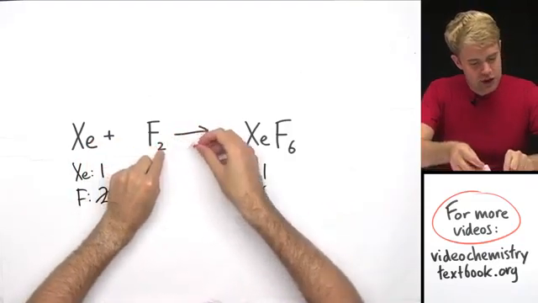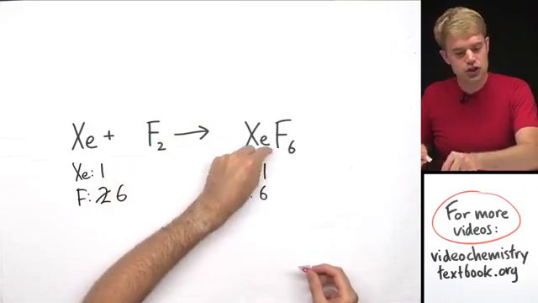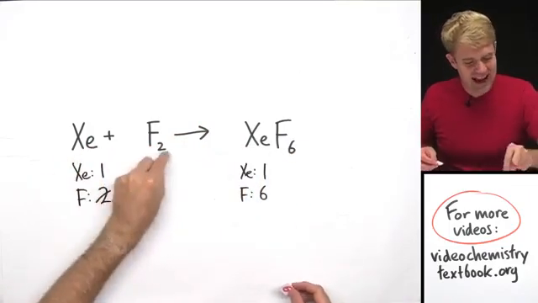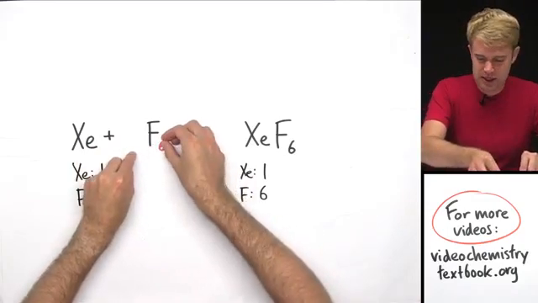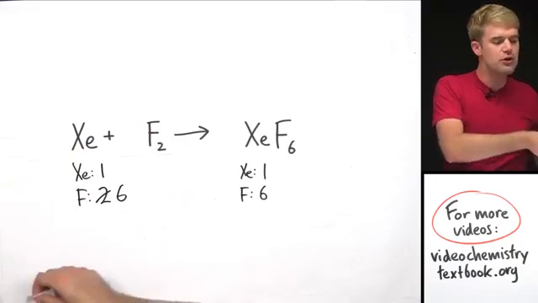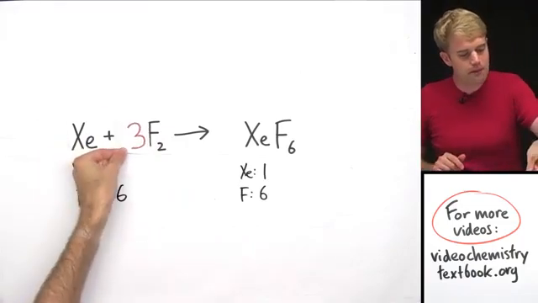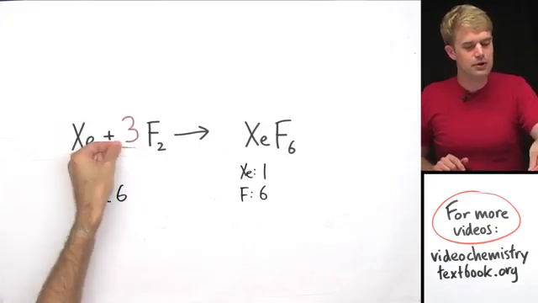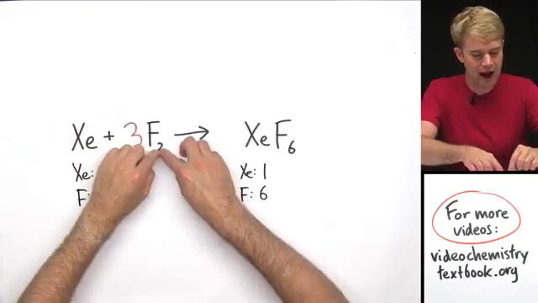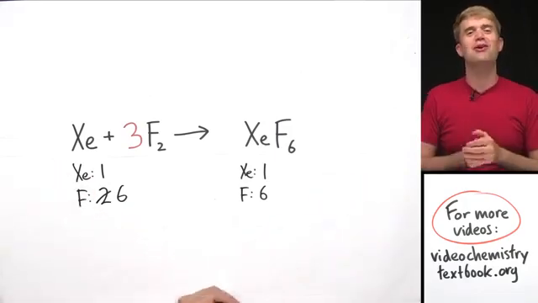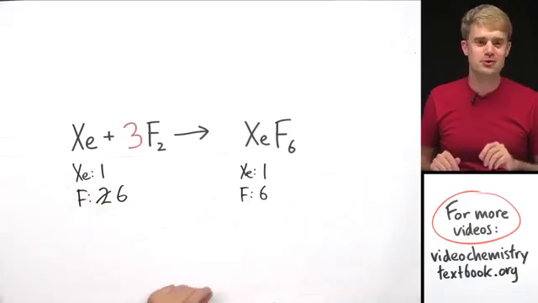You can't change these subscripts here. You can't change them, you can't add them. So you can't change this to a 6. You can't put a 6 here or anything like that. The only thing you can do is put numbers in front of the elements or compounds, okay? But you can't change or add the subscripts. Okay, so that's how you balance an equation. Let's do a whole bunch more practice.